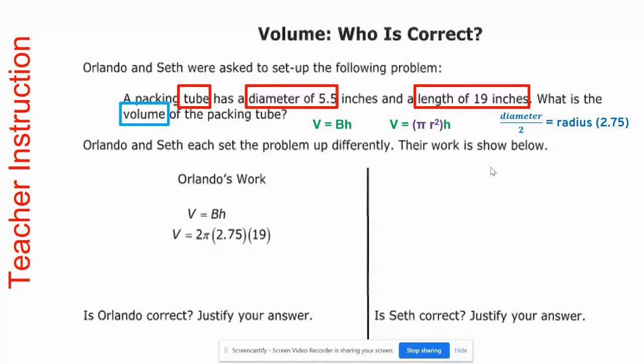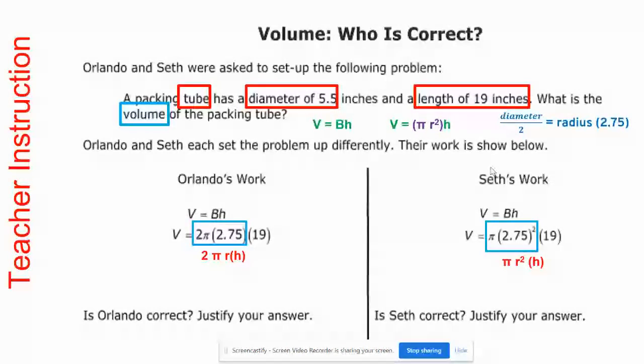When we take a look at Orlando's work, Orlando used the formula big B times height, and this is what he substituted in place of big B: 2 pi r times height. Now, Seth's work: he also used the formula V is equal to big B times height. This is what he substituted: pi times radius squared times height. Now, who's correct? I hope you said Seth, because with Seth's work, he used the formula pi r squared times height, and Orlando actually used the circumference, 2 pi r times height.